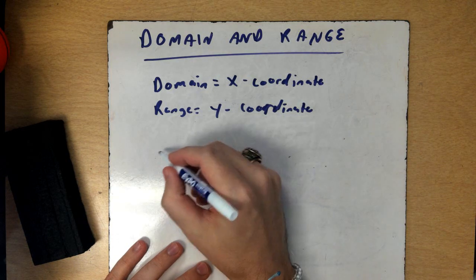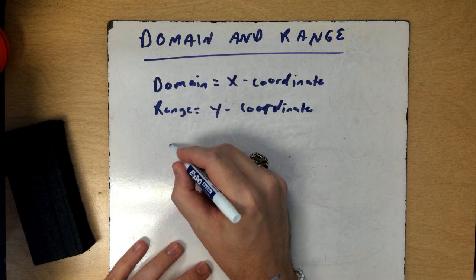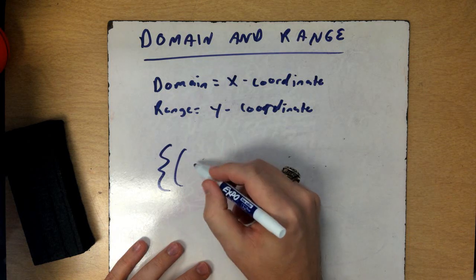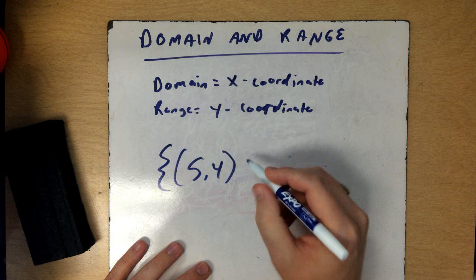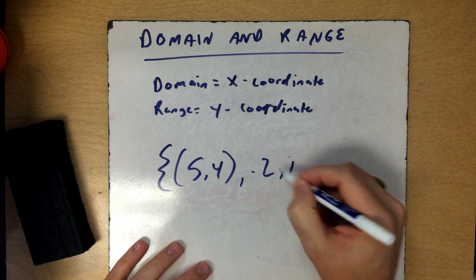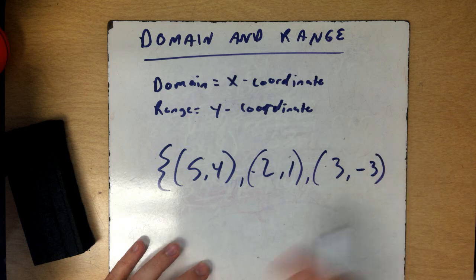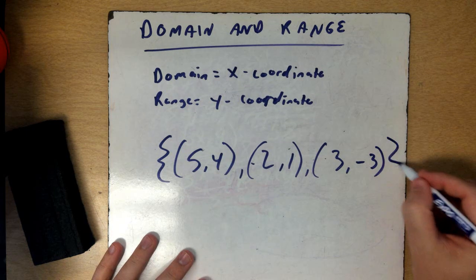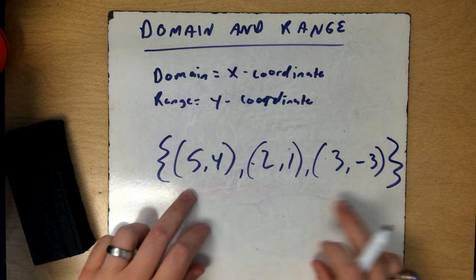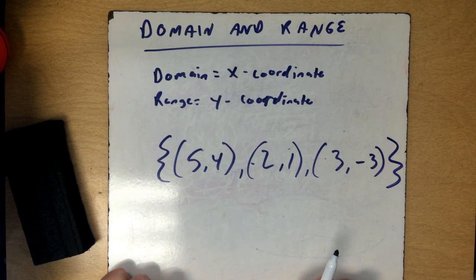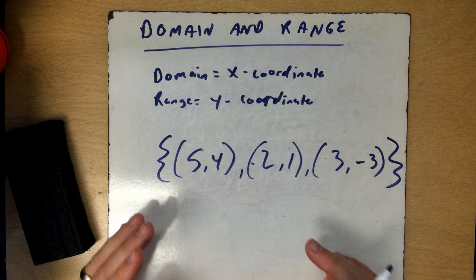So if I had an example, if I had this, where I had (5, 4), (-2, 1), and (3, -3), right? I had these three, the set of ordered pairs. So I'd say, okay, what is my domain, what is my range of the set?